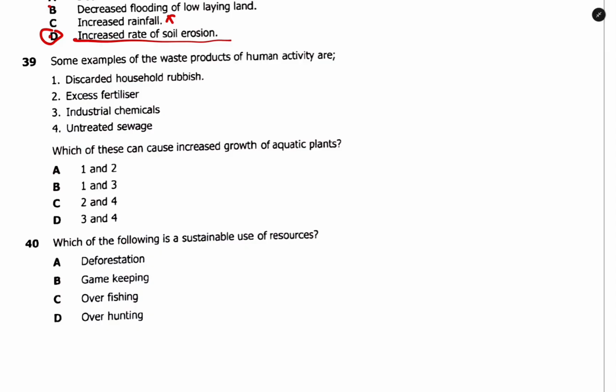It has to do with the one that can be washed away into the river or into water, and of course result in growth. If you are practicing agriculture near the river or water bodies, the fertilizer can be washed into the river and that results in the overgrowth of aquatic plants. Industrial chemicals, we don't know these chemicals, maybe they are dangerous or they kill plants, but untreated sewage in water can also result in growth. So for me, I would go for the one that has 2 and 4, which is C.